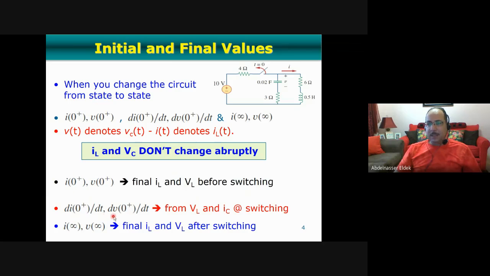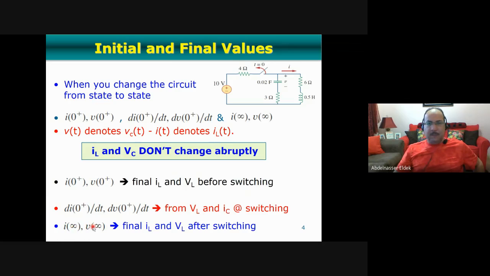For di by dt and dv by dt, you need to get them from the relations that we know. We know that VL is L di by dt. And IC is C dv by dt. So if you want to find dv by dt, find it from IC, dv by dt equals IC divided by C. And di by dt, find it from VL. Find VL and divide it by L. This will give you di by dt and dv by dt.